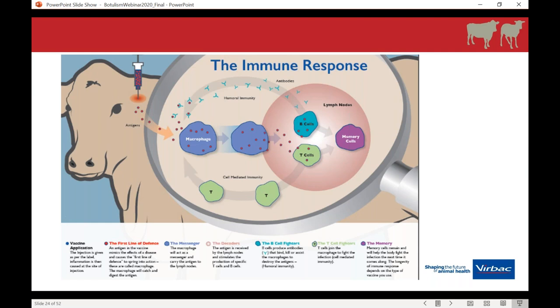That goes under the skin, and these big blue cells, which are those first line of defense, grab that little antigen, the red dots in this picture, and they say, this is foreign, we shouldn't have this, and they take it to the lymph nodes.